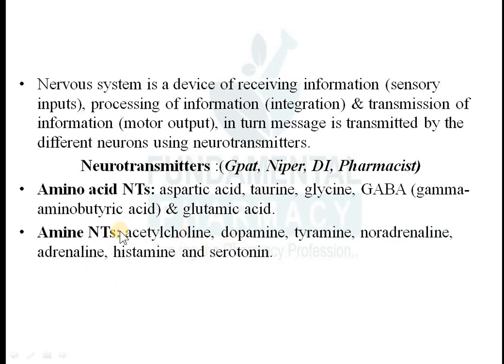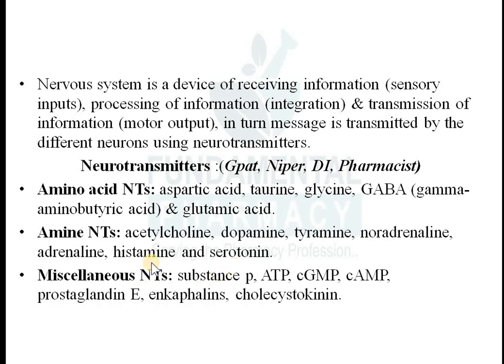There is another class known as the amine neurotransmitters. Aspartic acid, taurine, glycine, GABA, and glutamic acid are amino acids, the amino acid neurotransmitters. Now amines like acetylcholine, dopamine, tyramine, noradrenaline, adrenaline, histamine, serotonin, all these are monoamines. Okay, monoamines. That's why they are known as amine neurotransmitters.